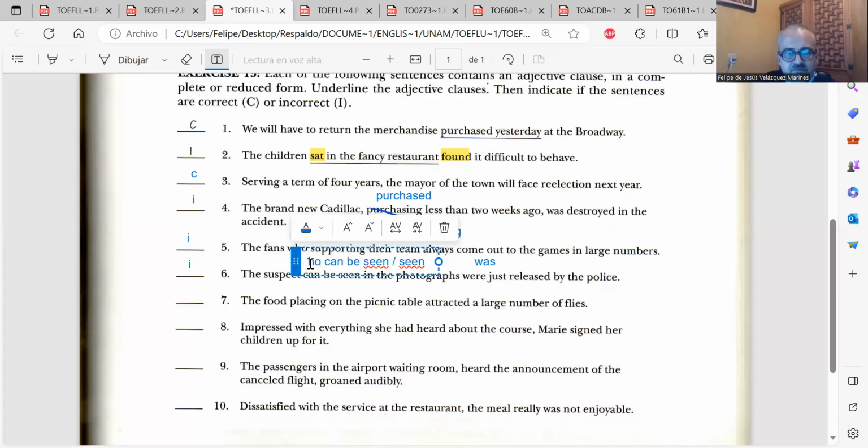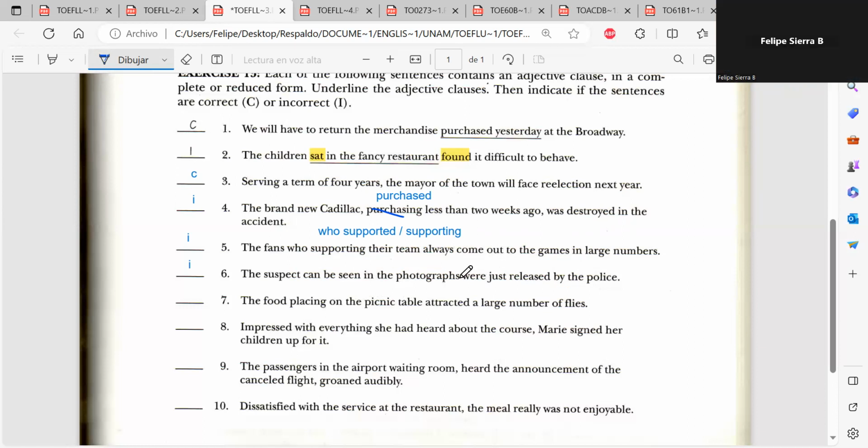Yes, because normally there is only 1 mistake. So then we have to say in the photographs, and then what is the rule? Eliminate the linker, which were just released. No, eliminate the auxiliary verb. In the photographs just released by the police. Yes, very good. The next one, Melina, number 7.